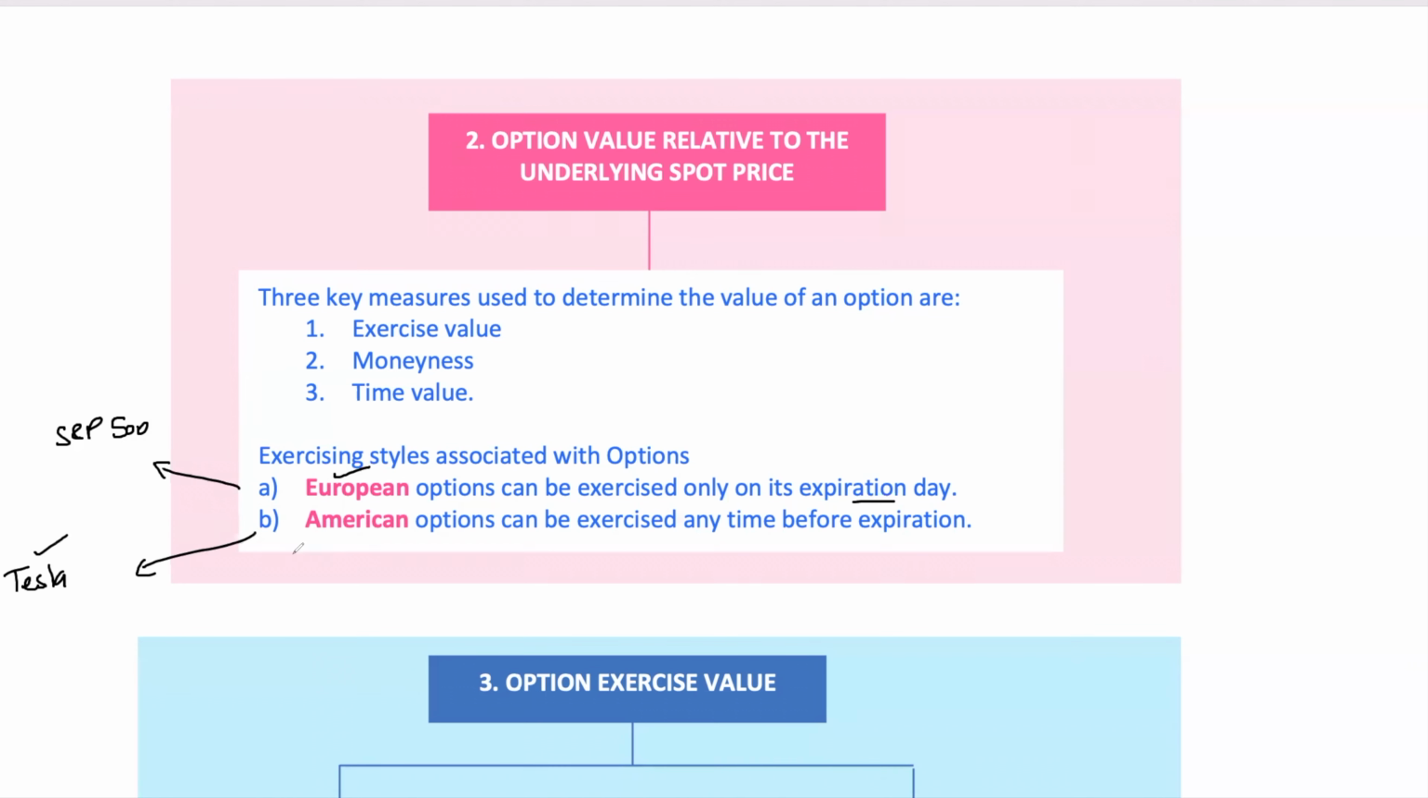Now, let's say you buy an option on Tesla stock. This follows the American style, which means you can exercise it anytime before expiration. If Tesla's stock price jumps early, you don't have to wait. You can lock in your profit right away. This flexibility makes American options more valuable than European options because they give traders more control over when to act.